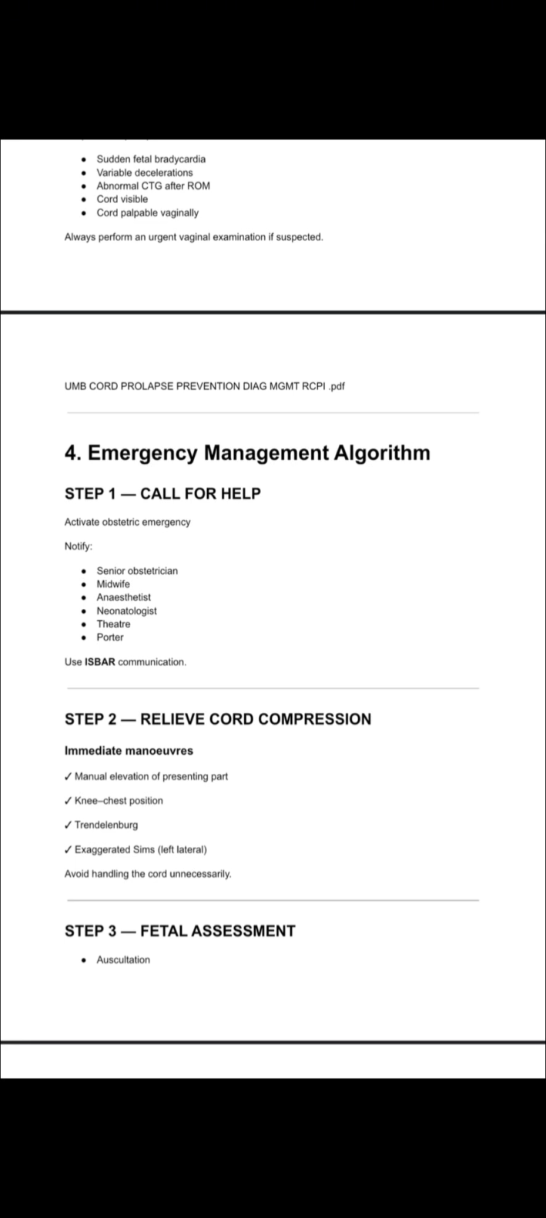Always perform an urgent vaginal examination if you are suspecting such a thing. So when do we need to perform an urgent vaginal examination? Whenever we detect sudden fetal tachycardia, variable decelerations, abnormal CTG with rupture of membranes, and we detect a cord or the cord is palpable vaginally.